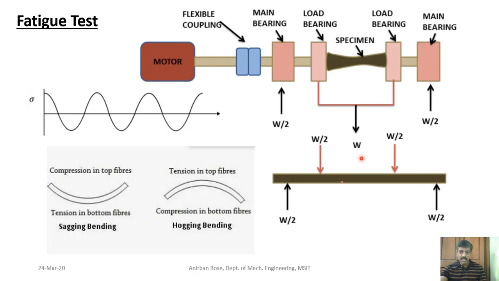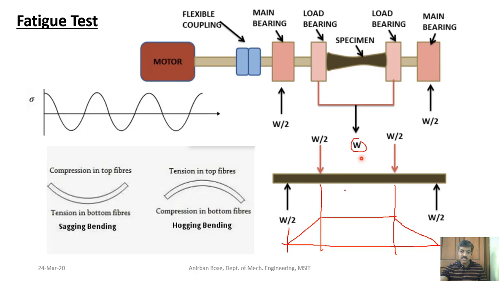And if you see schematically, the arrangement is like this. The most important thing is that if you draw the bending moment diagram of this kind of arrangement, you will observe that within this region it is pure bending. So the bending moment is constant. And the arrangement is such that you can change the magnitude of W so that you can change the bending moment level, and that's why you can change the maximum stress level acting on the sample. The specimen is rotating continuously.